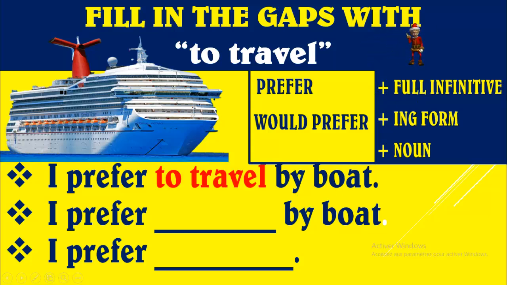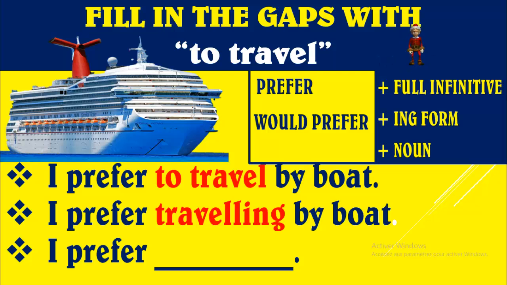Very good. Je préfère voyager en bateau. I prefer to travel, or I prefer traveling. Why not? I prefer plus ing form is also correct. Prefer, would prefer, ing form.